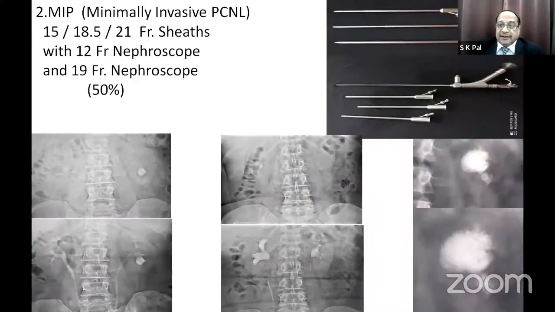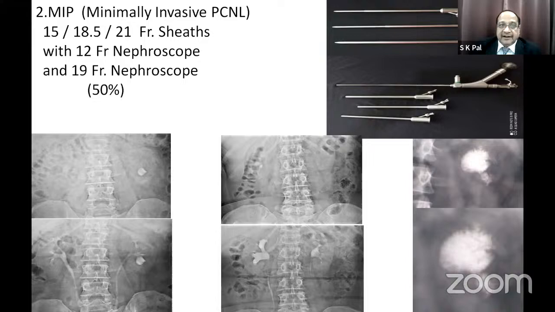50% of my cases are done using 15, 18.5 or 20 French sheaths. And since I have a 12 French nephroscope as well as a 19 French nephroscope, which goes through the 21 French sheath, this is my most common combination. Even such stones, which have heterogeneous stone formation, these are easily breakable calcium oxalate dihydrate stones. There is no need to put a very big sheath in this case. A 21 French sheath and a 19 French nephroscope will do.